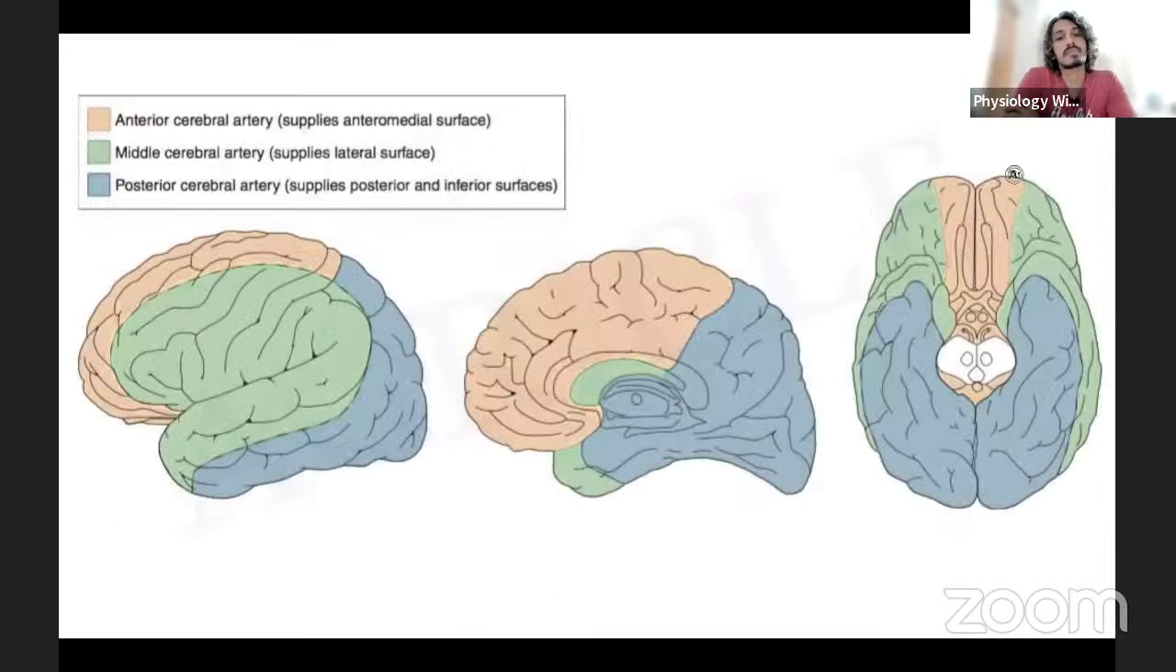Of this blood supply, the anterior cerebral artery supplies predominantly the anterior part and the medial part, as you cut it and go inside, the medial part of it.